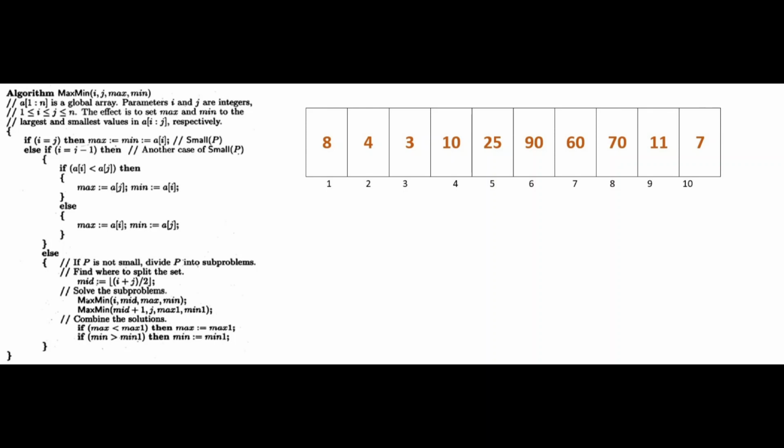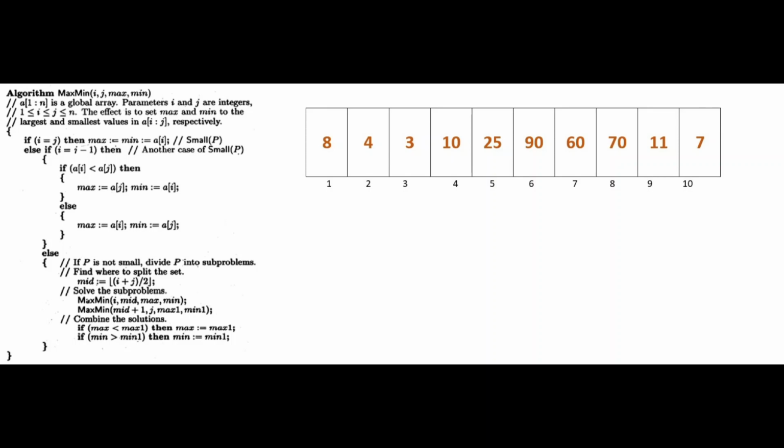Now we have an example data set. There are 10 elements in the array. That is, A[1:10] is a global array. The lower bound is 1 and the upper bound is 10. Our aim is to find the smallest element and the largest element from these 10 elements. Now the problem is a large problem.